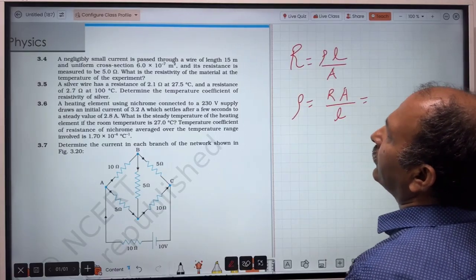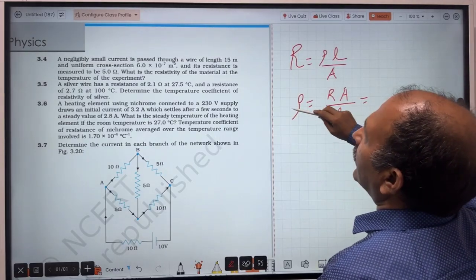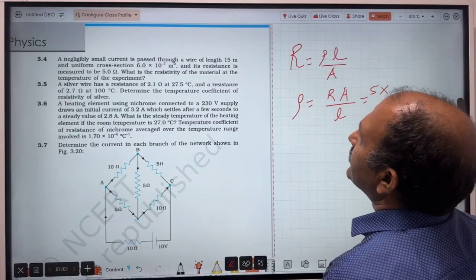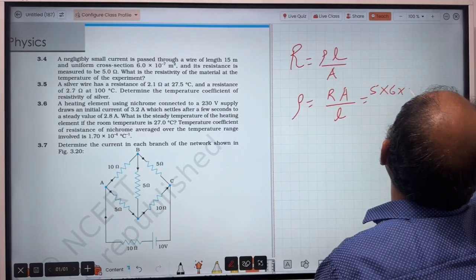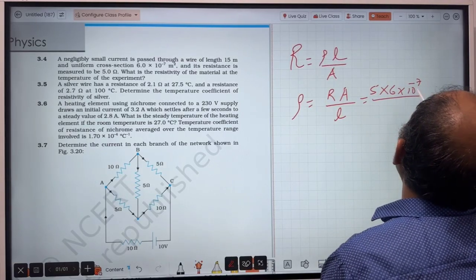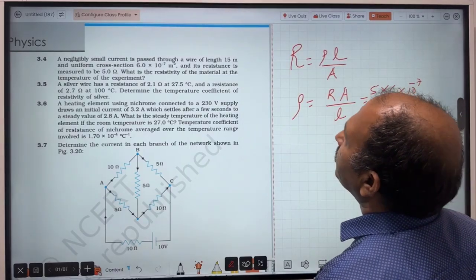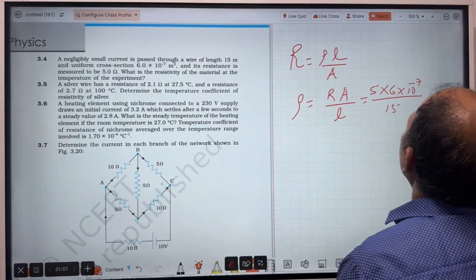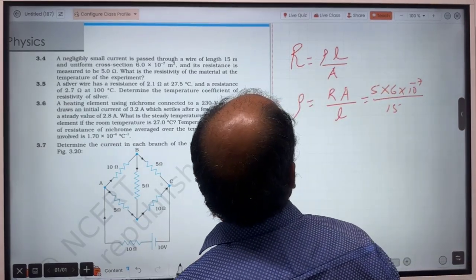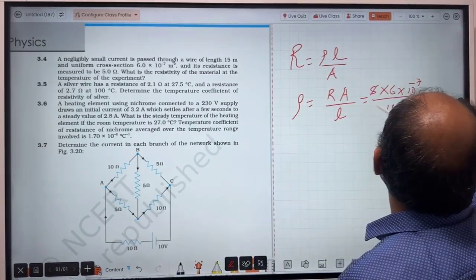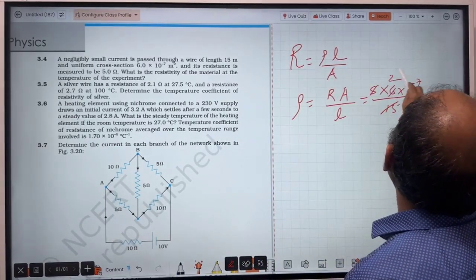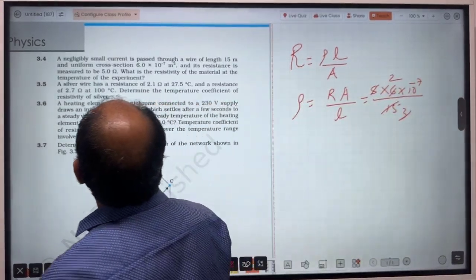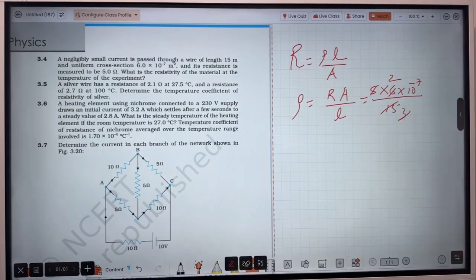We can put the values. So R is given as 5 ohm, and area of cross section as 6 into 10 to the power minus 7, divided by length, which is given as 15 meter, and just evaluate it. So here it can be cancelled. It is 5.33 into 10 to the power minus 7, like this. Ohm meter, the unit will be ohm meter. So this question was simple.